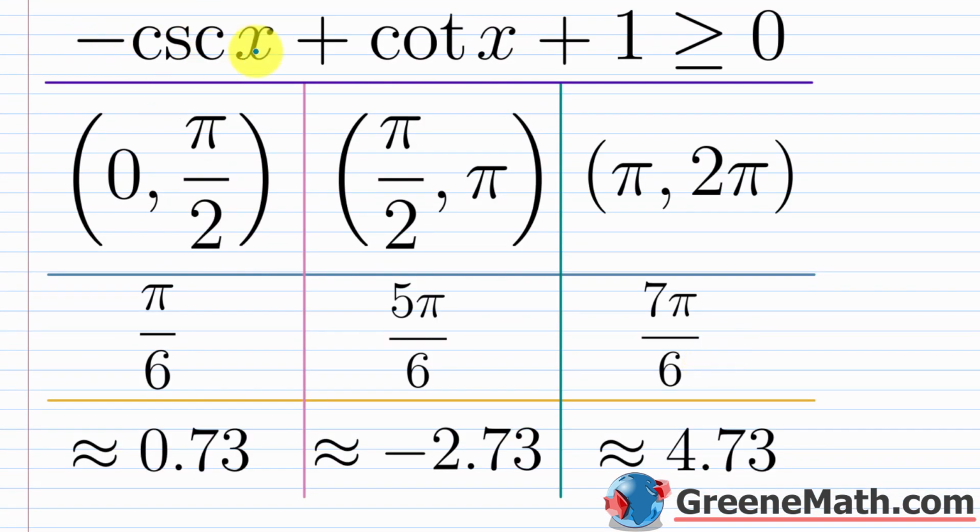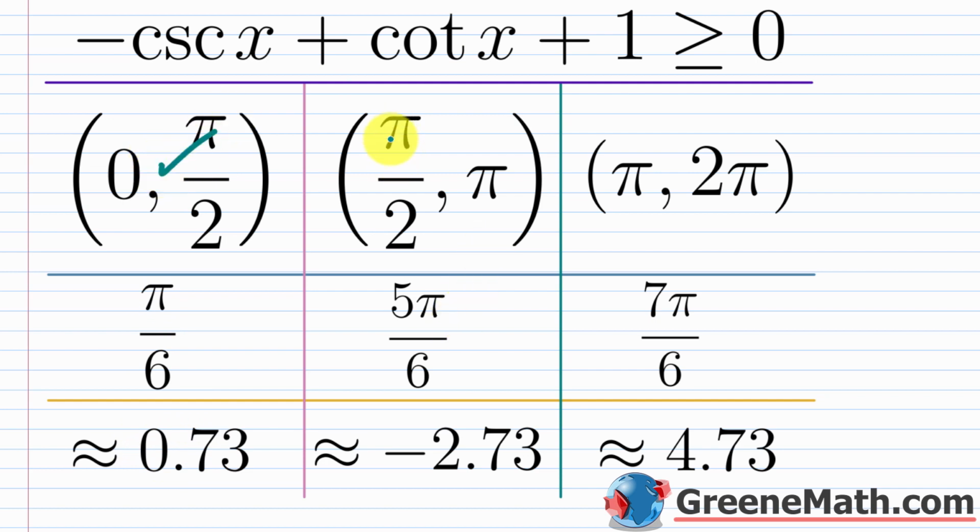So I have negative cosecant of x plus cotangent of x plus 1. Where is that greater than or equal to 0? So we already know it's equal to 0 at pi over 2. But we're trying to figure out where is it greater than 0. So I'm just going to pick something in each interval and test. So in this first interval between 0 and pi over 2, I'm picking pi over 6. Plug that in, you get about 0.73. So this is positive, so it's going to work.